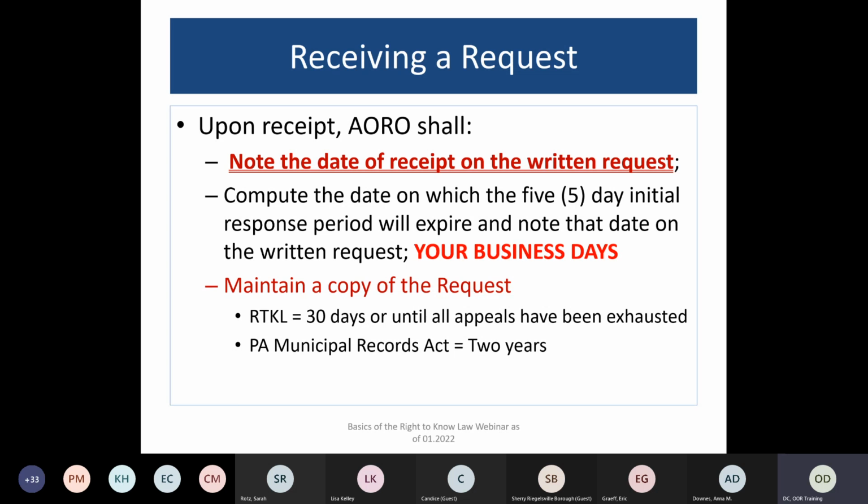Now, there is another law. It's called the Pennsylvania Municipal Records Act that applies to municipalities. It does not apply to school districts. And under the Pennsylvania Municipal Records Act, they recommend you hold on to all Right to Know materials for 2 years or until all appeals have been exhausted. And then you can dispose of them as you would any other records on your record retention schedule. It's like financial records, you keep 5 years or 7 years. Well, they're saying Right to Know, 2 years. All right, so I would recommend doing that.